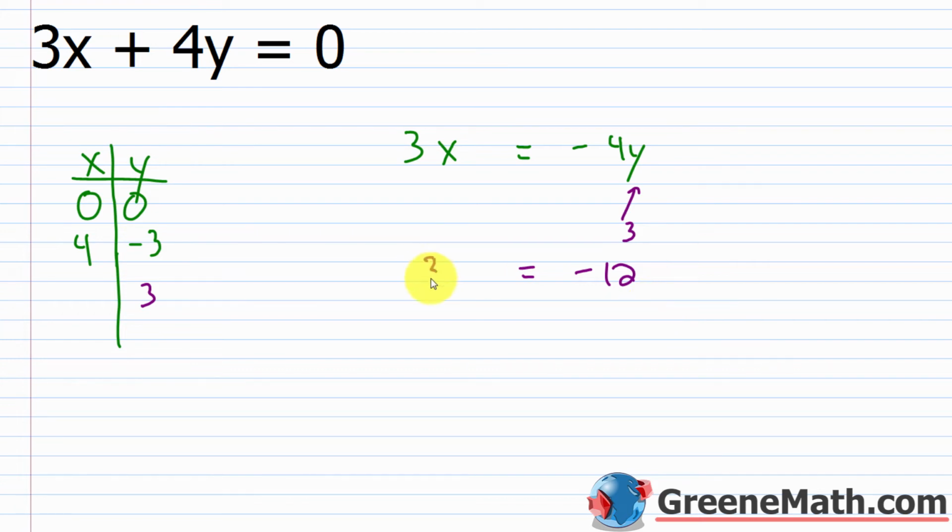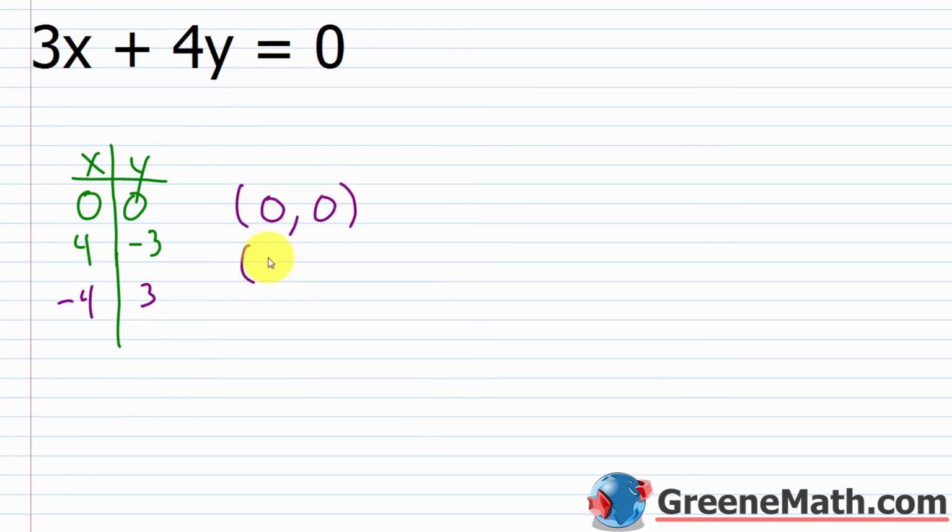So this equals 3x. Divide both sides by 3. You get x is equal to negative 4. So this is negative 4. And so we have 3 ordered pairs. They're all integers, so it's going to be easy for us to graph. So we have 0, 0. We have 4, negative 3. And we have negative 4, positive 3.